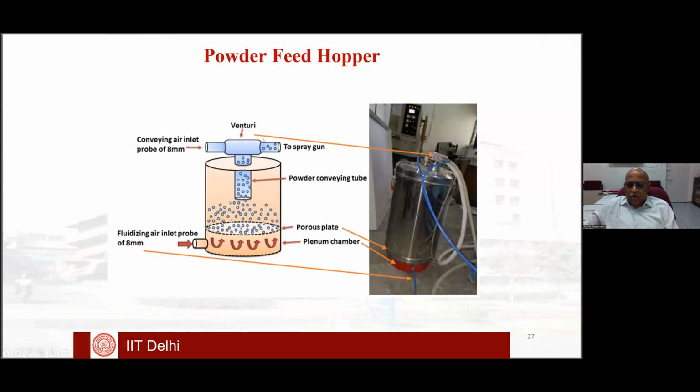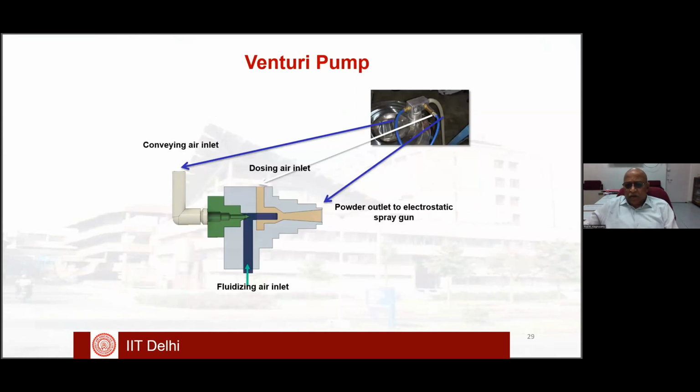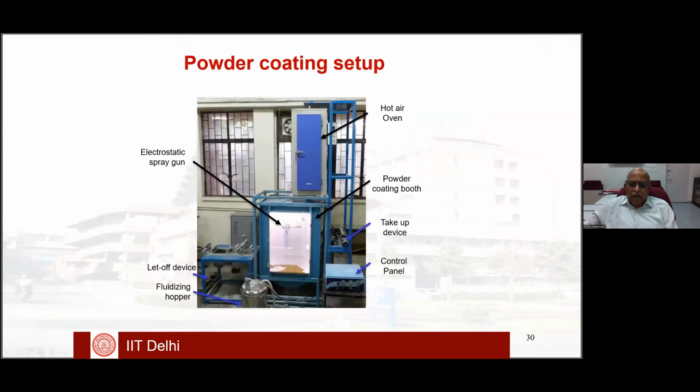This shows the most important aspect of this process, that is the fluidizing bed. After fluidizing, the material is sucked by the venturi pump to the spray gun, and the spray gun sprays the powder inside the powder chamber. In that process, the powder is also electrostatically charged, because of the corona charging. So the electrostatic spray gun charges the powder, and you get a charged cloud inside this chamber. You can see this picture also, right? This is the feeding setup.